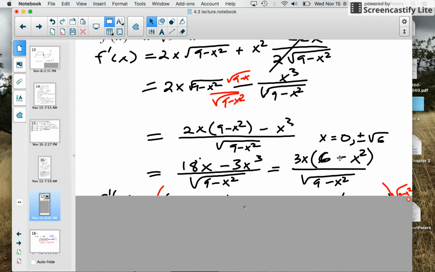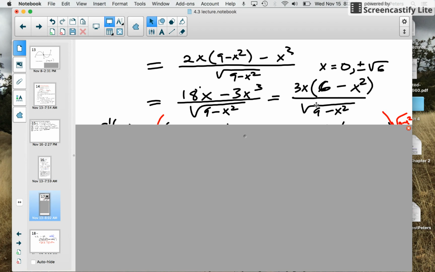And then we want to figure out, this is our derivative right here, where does it equal 0? And we know that it equals 0 when the top equals 0, when the numerator is 0, so when x equals 0 right here, or when 6 minus x squared equals 0, which is going to be at plus or minus the square root of 6.